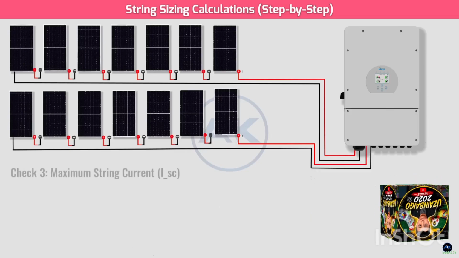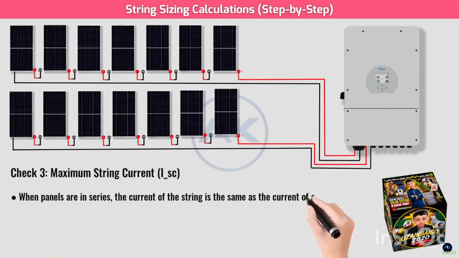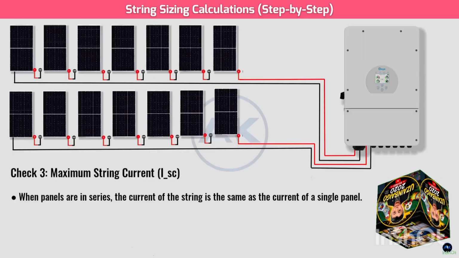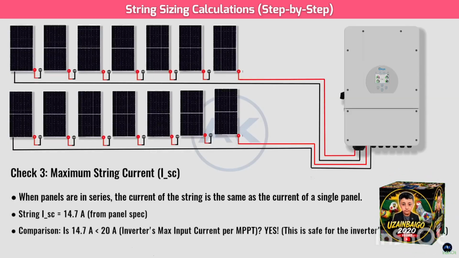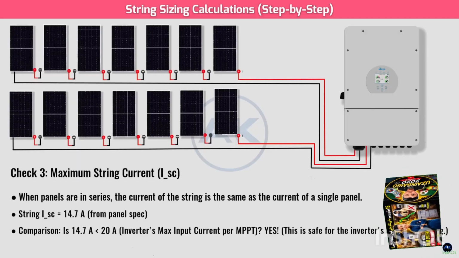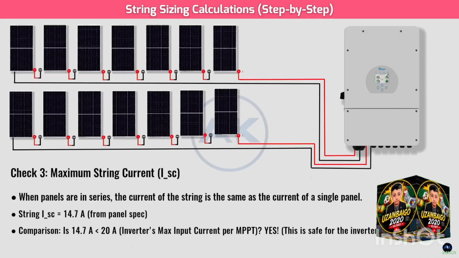Check 3. Maximum string current, ISC. When panels are in series, the current of the string is the same as the current of a single panel. String ISC equals 14.7 amperes from the panel spec. Comparison: is 14.7 A less than 20 A, the inverter's max input current per MPPT? Yes, this is safe for the inverter's current handling.